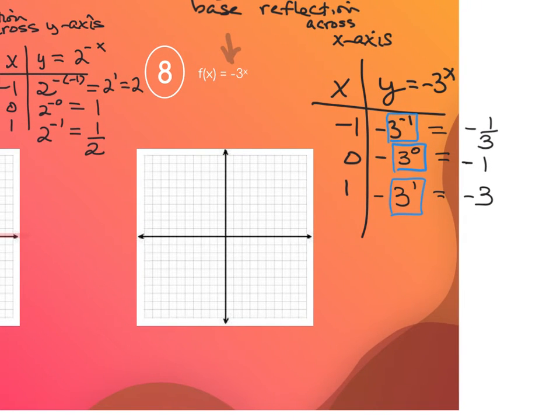I still have the horizontal asymptote. And now let's graph. And you can see the reflection. Negative 1, negative 1/3. Negative 0, negative 1, and then 1, negative 3. So it's skimming here and then down. So it's been reflected across the x-axis. The next slide has all of the transformations in words.